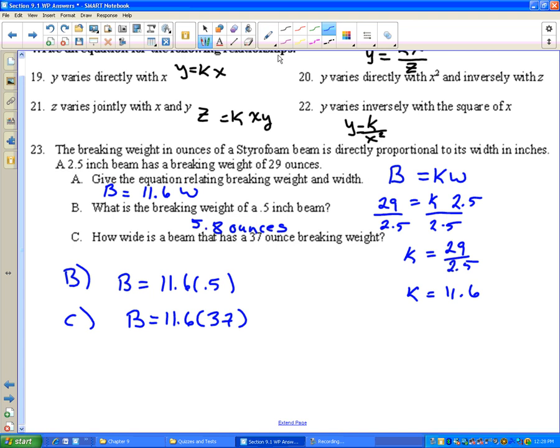That's incorrect. Gosh, I love when I make mistakes and I work too quickly. The 37 is not, that is my breaking weight. I want to find my width. So my breaking weight is 37. My width is what's missing. So I divide by 11.6. And I get a width of 3.19. What are we measuring in? Inches.